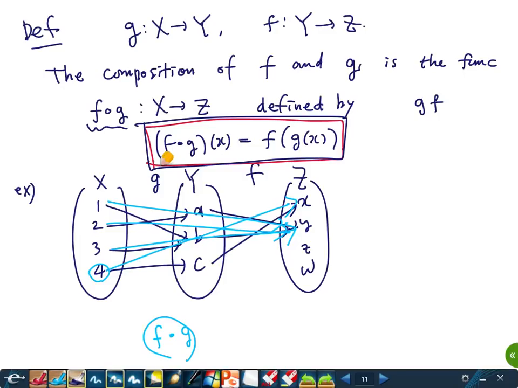Composition is a very important operation on functions because we can make many functions out of simple functions. Many functions that you consider in calculus are compositions, composed functions. So a small note: many functions are actually created using composition.